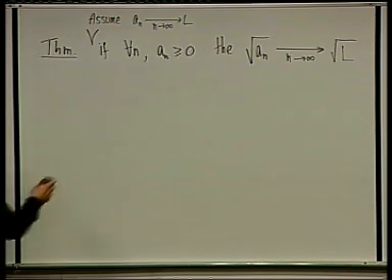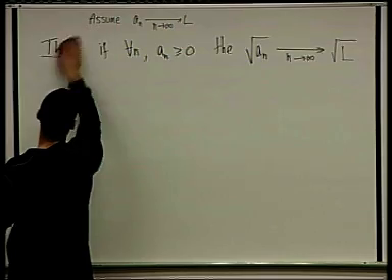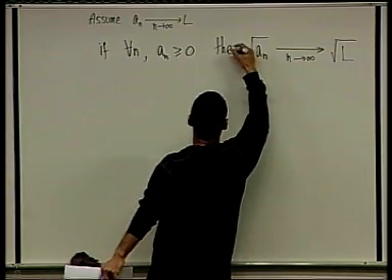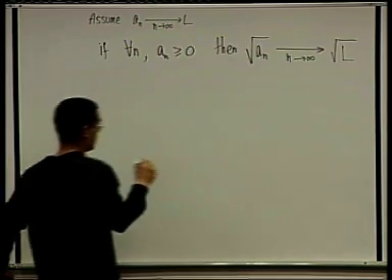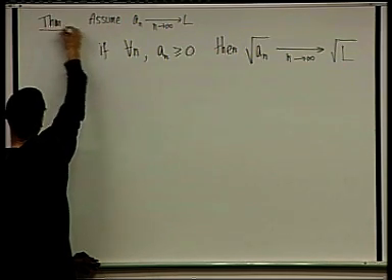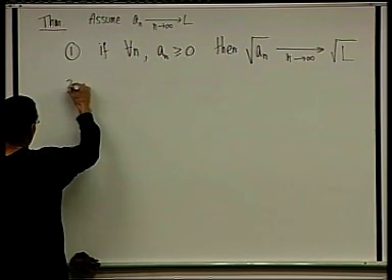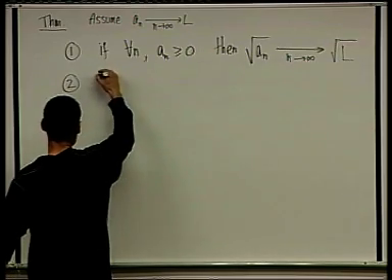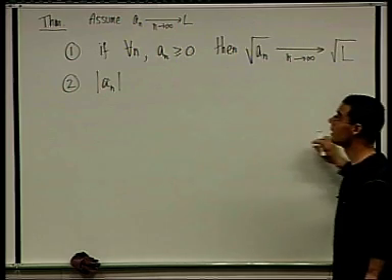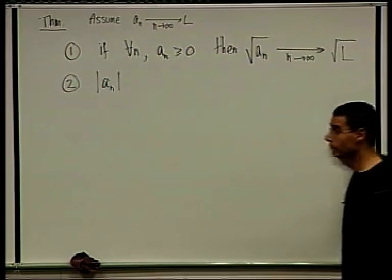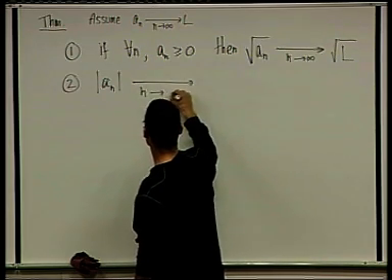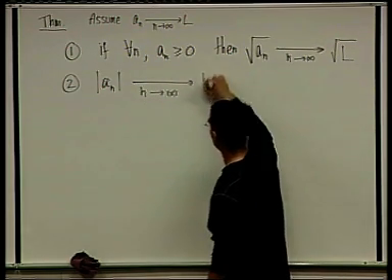Let me rewrite this. First of all, you were very correct that I forgot an n here. So here's theorem, and let's call this 1. And then 2, the absolute value of a n. And now I'm not requiring this assumption that they're all non-negative. What would this converge to? Right, the absolute value of L.